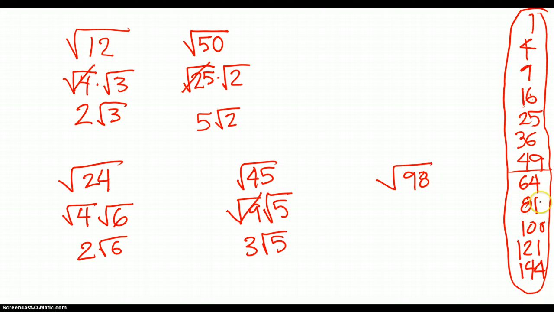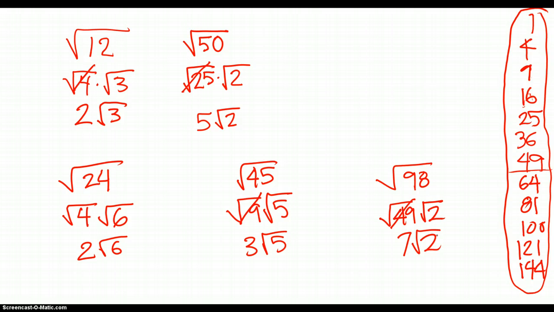98. I'm going to start right here. 81. 81 does not go in. 64 does not. 49 does. This is 49 times 2. Square root of 49 is 7. And I still have the square root of 2.